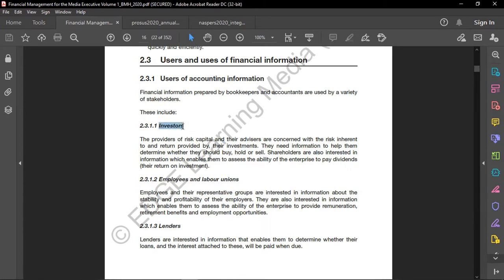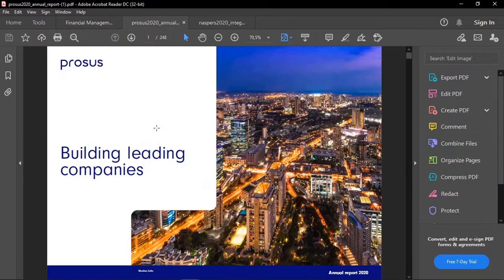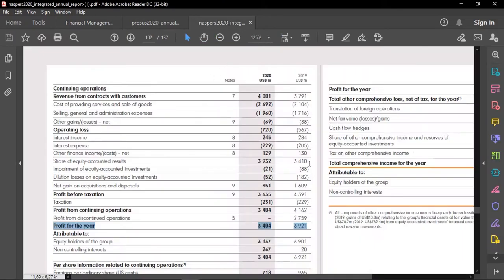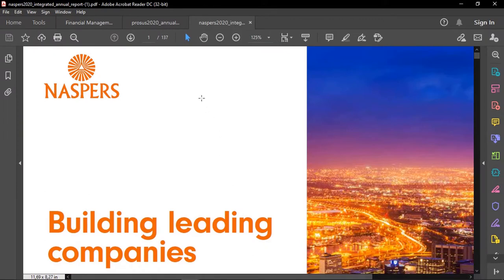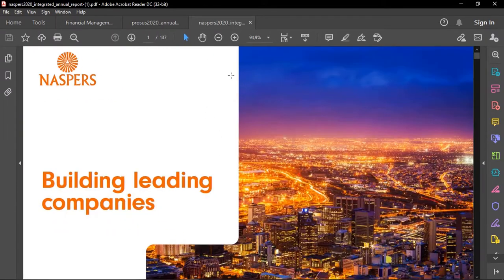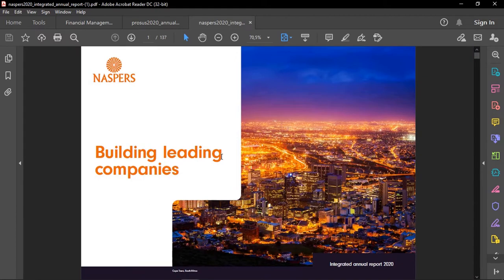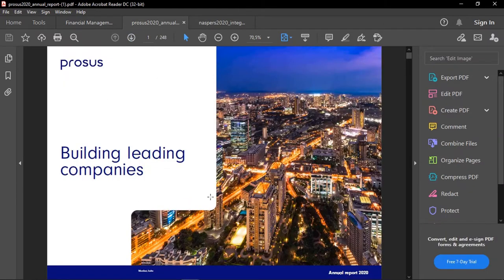So picture yourself being an investor, and you had two separate companies, Process, okay, and Naspers. Remember, Process and Naspers are separate companies. They're both listed on the JSE. They are public companies. So now, if you are an investor, are you going to invest in Naspers? Are you going to buy shares in Naspers? Or are you going to invest in Process? And are you going to buy shares in Process? How are you going to make that decision?